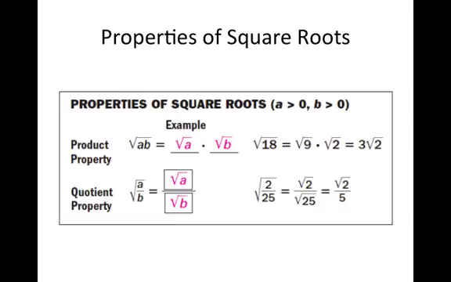The quotient property has the same restriction. A has to be greater than 0, B has to be greater than 0. If that's true, then the square root of A divided by B is equal to the square root of A divided by the square root of B. So if we have square root of 2 over 25, we can split that up as square root of 2 over square root of 25, which is nice because square root of 25 is 5, and so we end up with square root of 2 over 5.